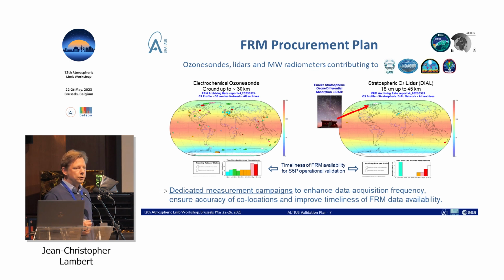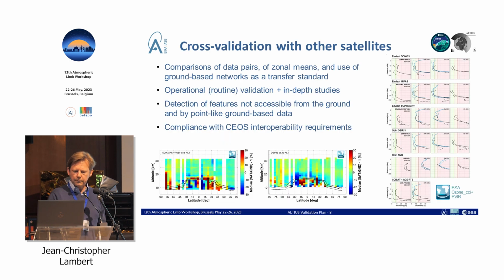For an operational mission, we target data delivery within 1 week would be perfect, but 1 or 2 months are still okay. And for the ozonesonde network, that's okay. For the lidar network, we are missing heavily lidars in the polar regions. And for this reason, we would like to set up dedicated measurement campaigns to enhance data acquisition frequency, have better collocations, improve timeliness of FRM data delivery, especially in the Arctic and in collaboration with our Canadian colleagues.